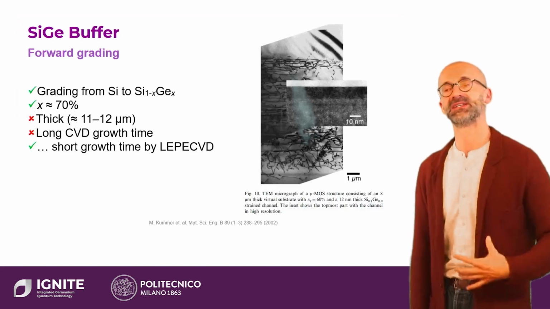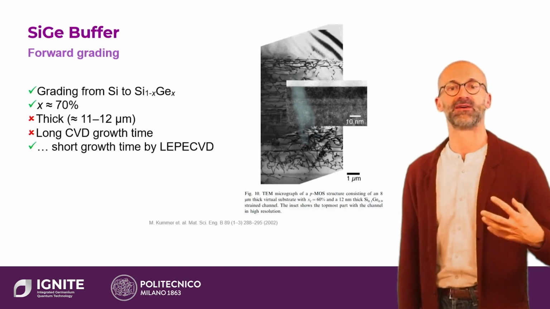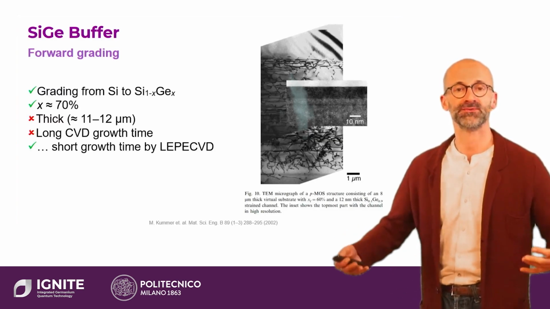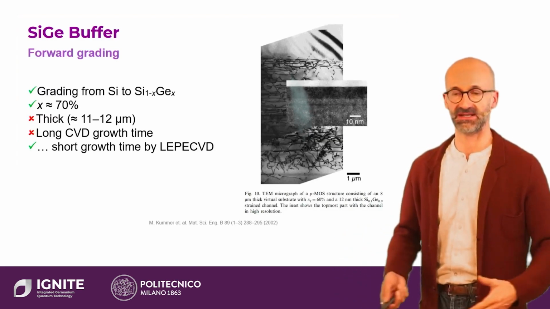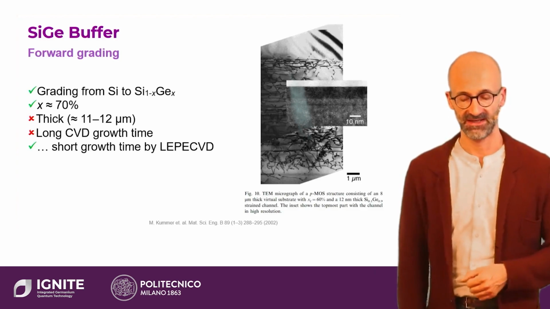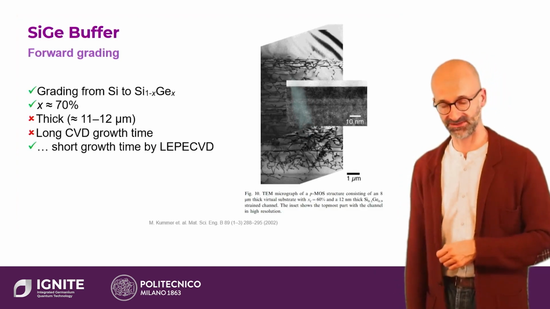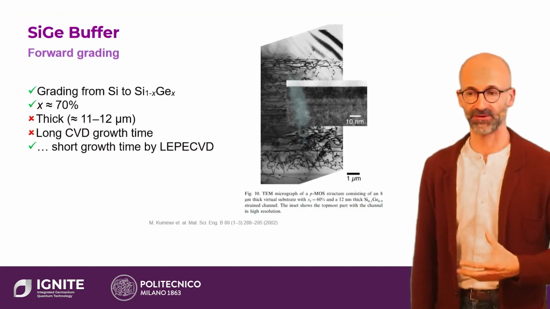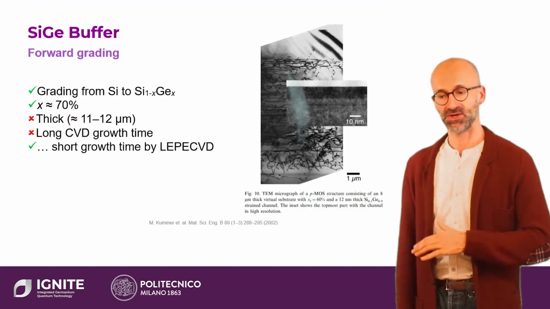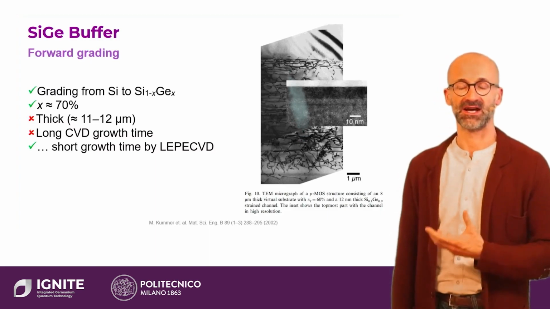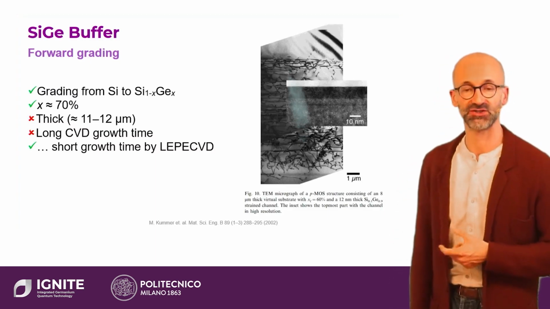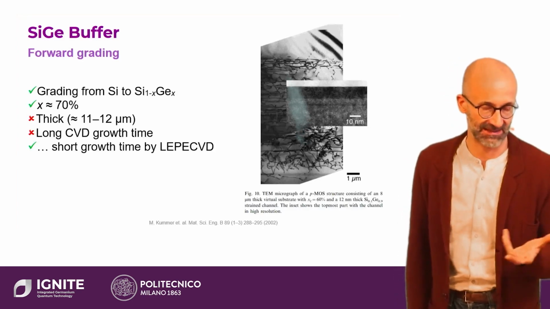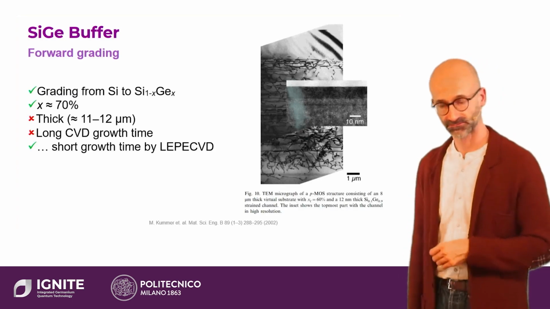This grading, however, means that these defects are spread throughout the material instead of all existing at one interface, so that there is room for them to spread out and they can create what in the end turns out to be a high quality layer on the top of this graded buffer. And this graded buffer plus the silicon substrate forms what's called a virtual substrate. From the top, it looks like a substrate of 70% silicon germanium. However, substrates of pure silicon germanium made like that don't exist, are not available.